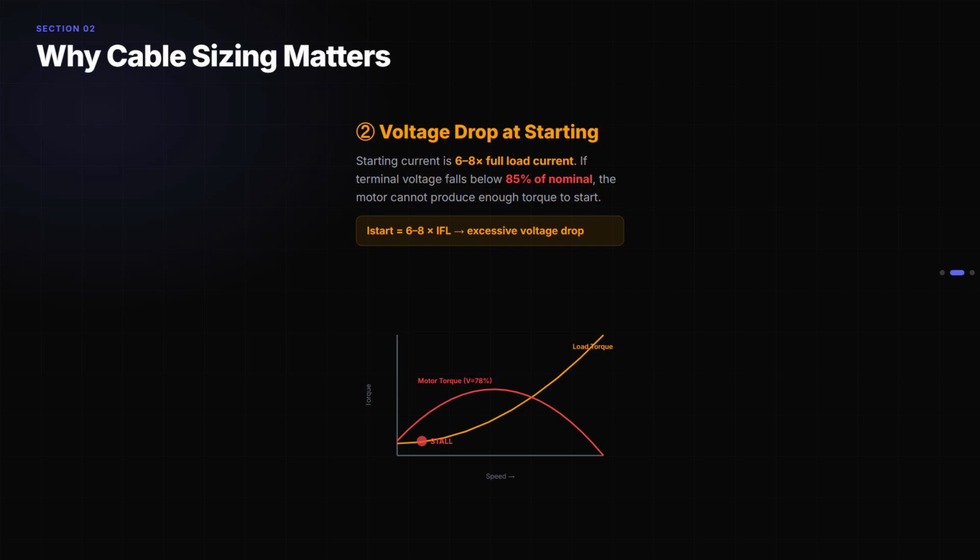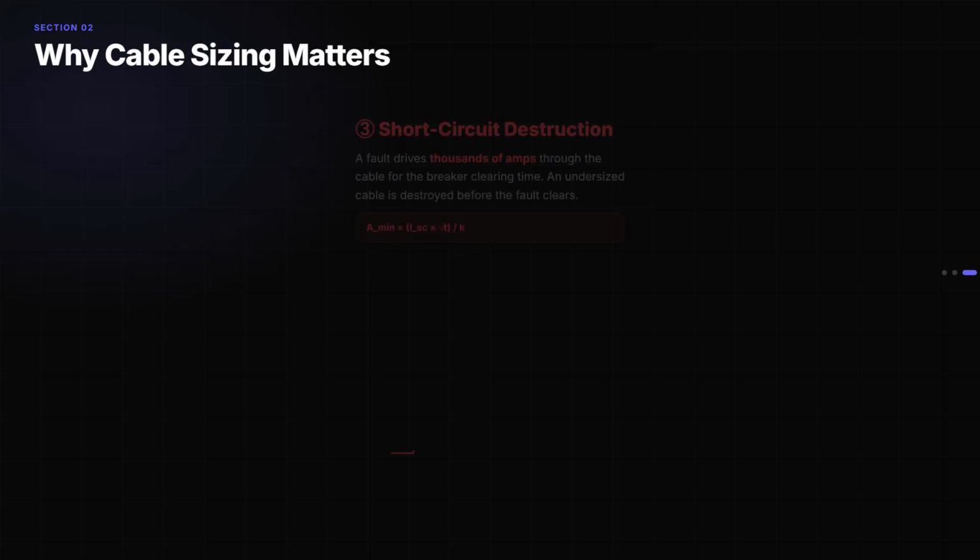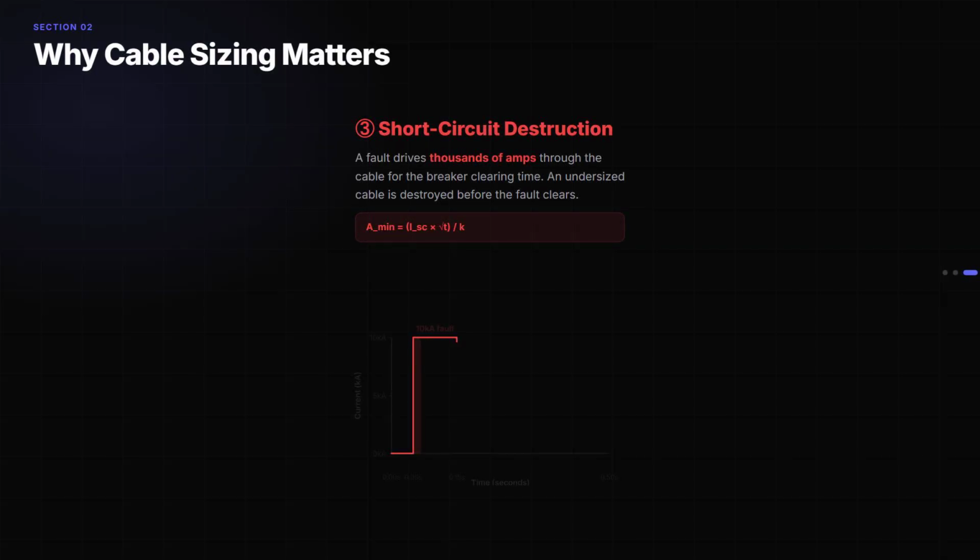The second failure mode is voltage drop. When a cable has insufficient cross-sectional area, its resistance causes a significant voltage drop along its length. For a motor circuit, this can mean the terminal voltage during starting falls below 85% of nominal. The motor cannot develop sufficient torque, it stalls, draws locked rotor current, and overheats.